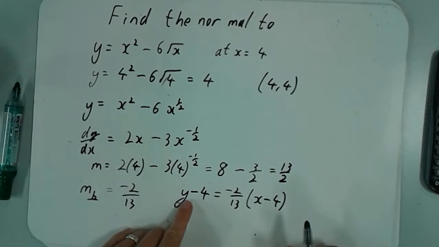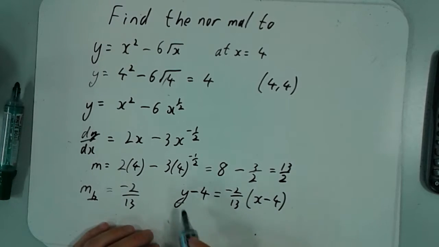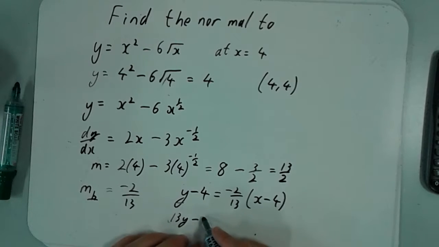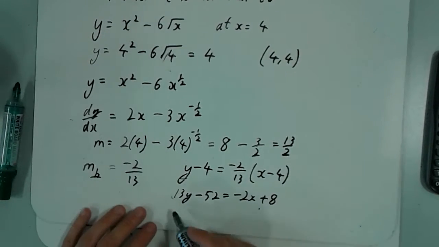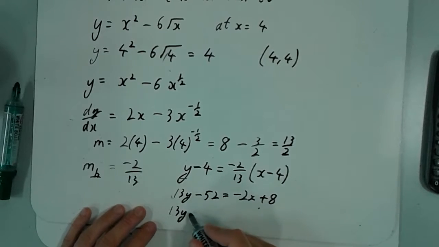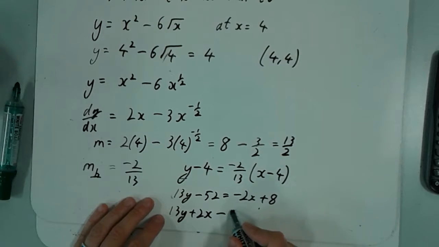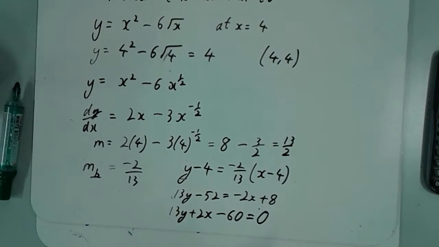It really doesn't matter which form you use because your first step is always going to be remove the fraction. So either way you've arrived at it, you're going to get your next step as 13y minus 52 is equal to minus 2x plus 8. Gathering everything onto one side, we get 13y plus 2x minus 60 equals 0. And that will be the equation of our normal.